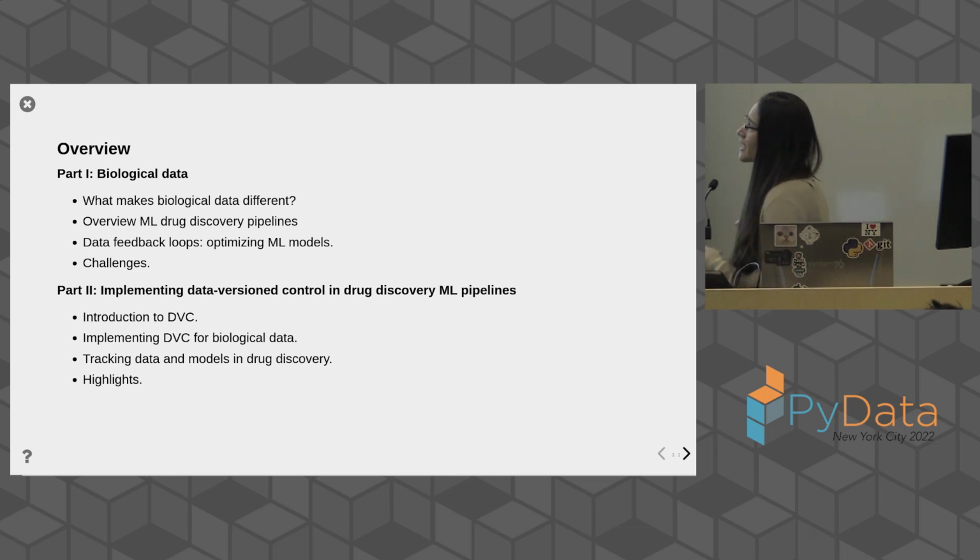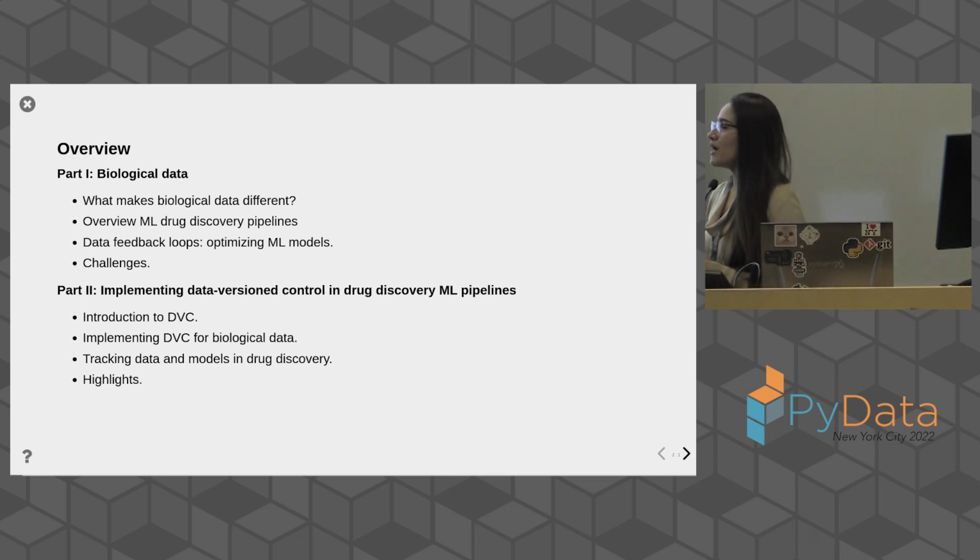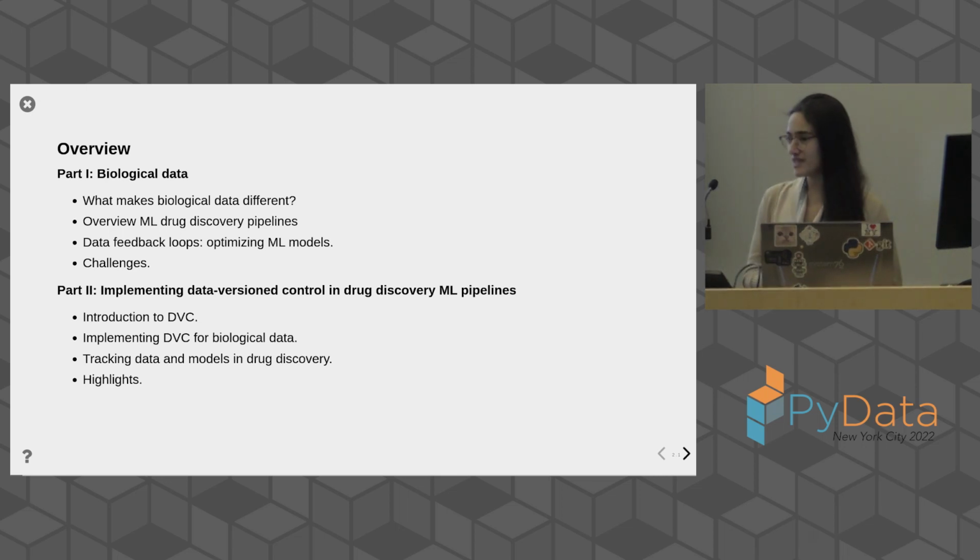So I structured this talk in order to have two parts, two main blocks. In the first block, I'm going to introduce biological data, and I would like to show you why working with biological data in machine learning pipelines is different. I would like to also highlight how that difference with biological data affects the development of machine learning pipelines, and how we should be prepared for data feedback loops, and what are the challenges we're facing.